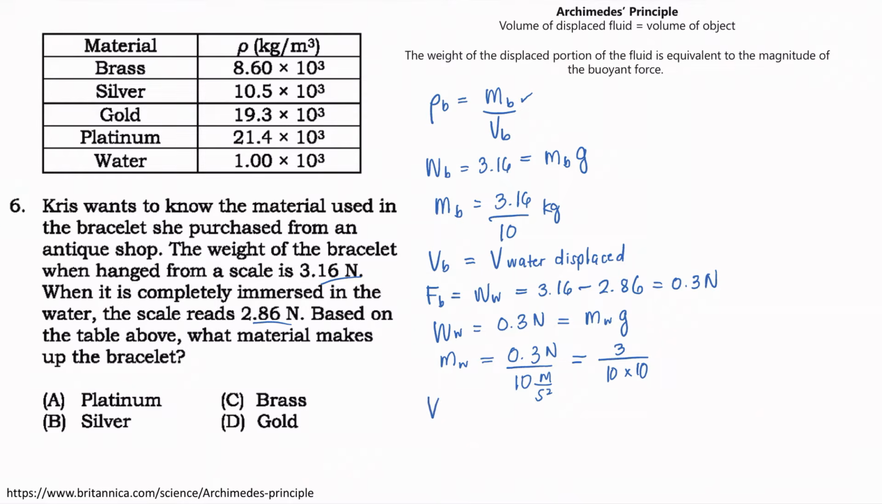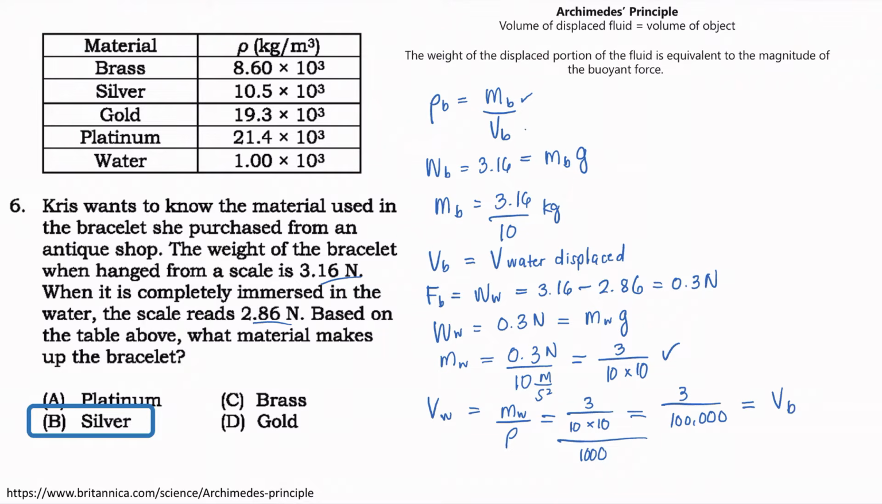Okay, so for the volume of the displaced fluid or water, equal siya sa mass of the water over the density. So, ito yung mass ng water, diba? So, 3 over 10 times 10 over yung density ng water na 1,000, which is equal to 3 over 10. Ilang 0? 1, 2, 3, 4, 5, 100,000. Okay, so, since meron na tayong volume ng water, sabi sa Archimedes principle, yun na rin yung volume ng bracelet. Volume of the water displaced pala yan, not the volume of the water.